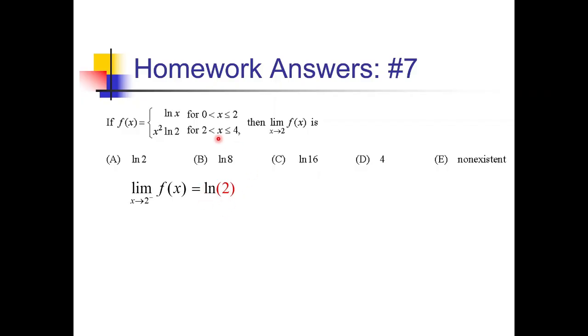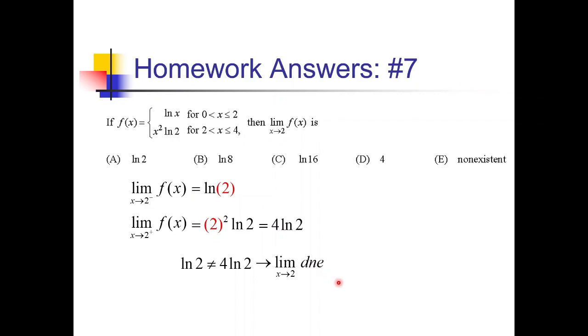We can do the right side limit now by plugging 2 into the second rule. So plugging it into the x squared ln of 2 rule, that's going to be 2 squared times ln of 2. And that one we can simplify if we want to, 4 ln of 2. Comparing the left and the right side limits, ln of 2 and 4 times ln of 2 are not the same thing. So that means that the overall limit as x approaches 2 there is not going to exist. So that's going to be choice E, non-existent.